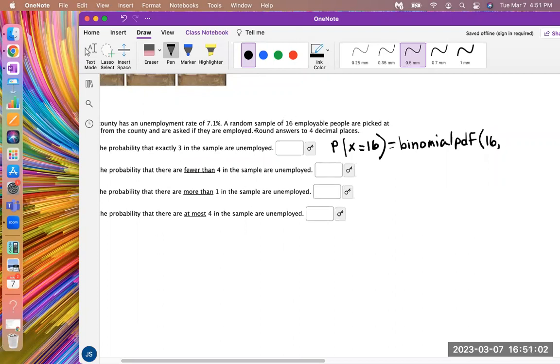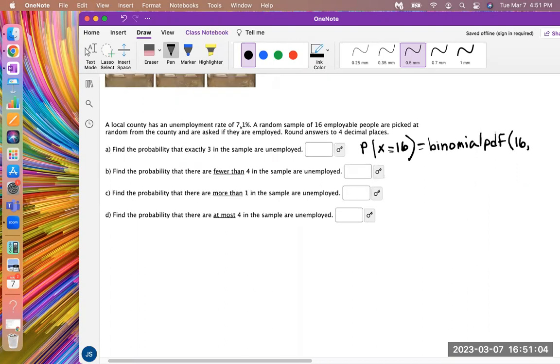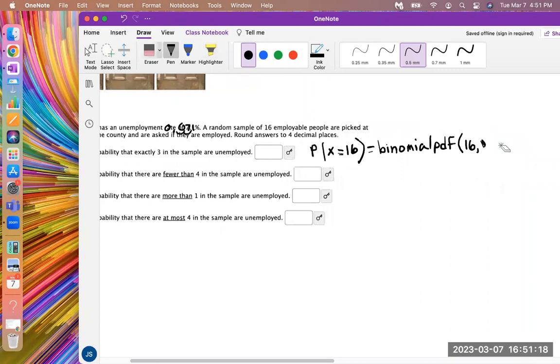Okay, and then you always are going to enter the number of trials, the number in their sample, 16, and then you're going to enter the probability of success, which is, you have to move this decimal twice, 0.071. You could do a leading 0 if you like it. To be very careful, and a lot of people accidentally move that decimal place wrong.